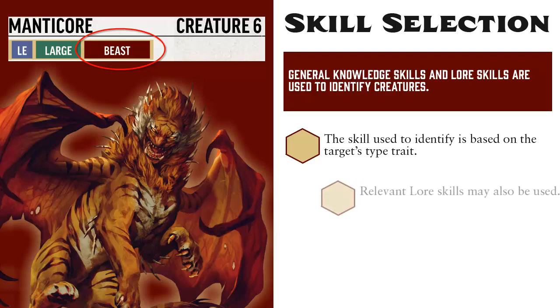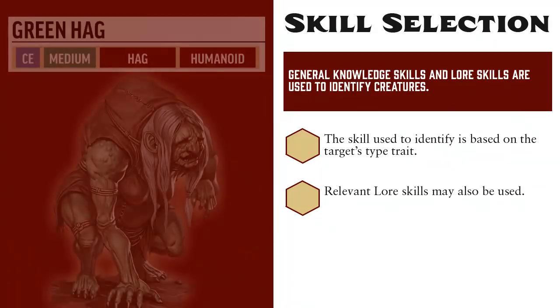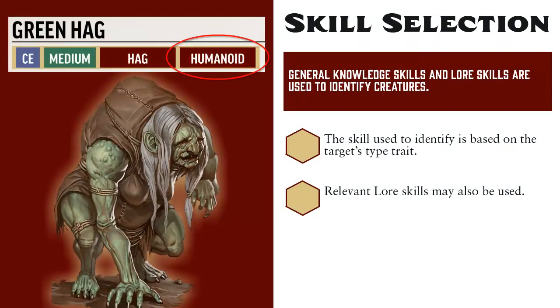In addition, players can also use the appropriate lore skill to identify creatures. So, as another example, either religion or lore undead could be used to identify a vampire. At the GM's discretion, they may also be able to use other related skills. Hags are humanoids, and therefore you would use society to identify them. But hags are also known for their occult spell use, so a GM might allow occultism in place of society.